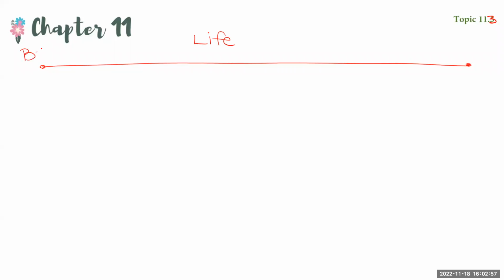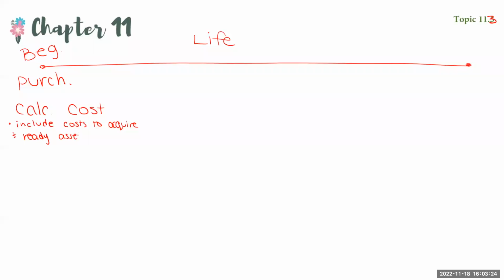At the very beginning, we purchased the asset, right? We learned how to accurately calculate its cost, using the guideline: include costs to acquire and ready the asset for use. So that's the first thing we do at the beginning of its life, is make sure we're accurately calculating the cost by following that directive given to us by FASB.